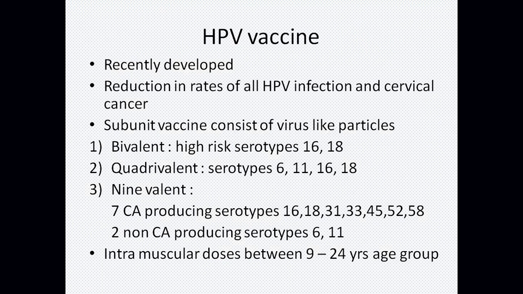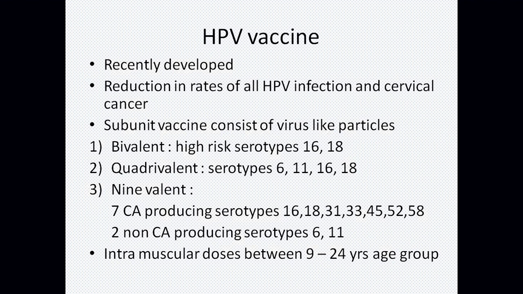These are recently developed. HPV vaccination will show a reduction in the rate of all the HPV infections, and also a reduction in the rate of cervical cancers in females. This is a subunit vaccine which consists of virus-like particles. These may be bivalent, quadrivalent, or nine-valent. These types of vaccines are available.